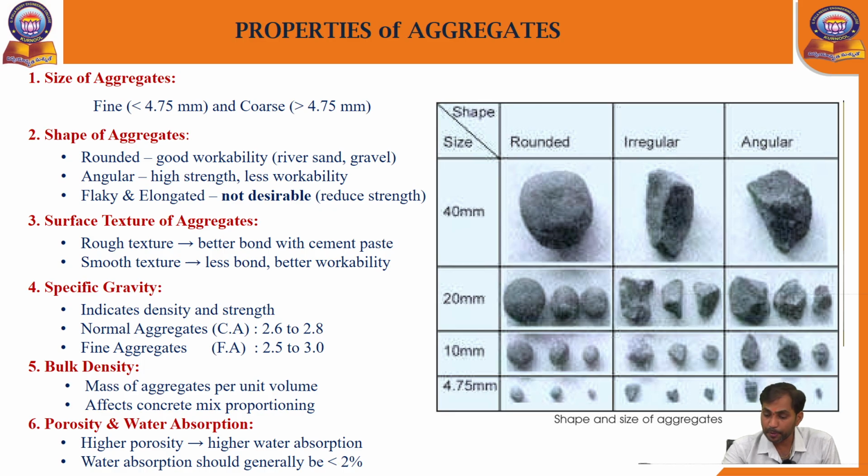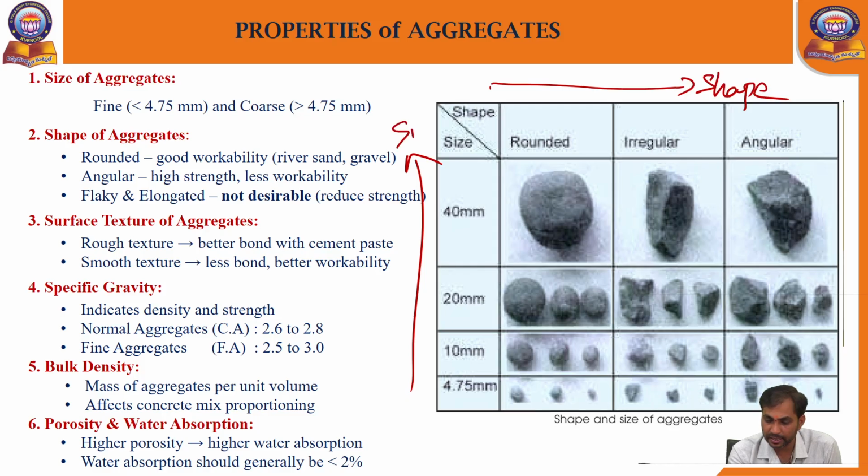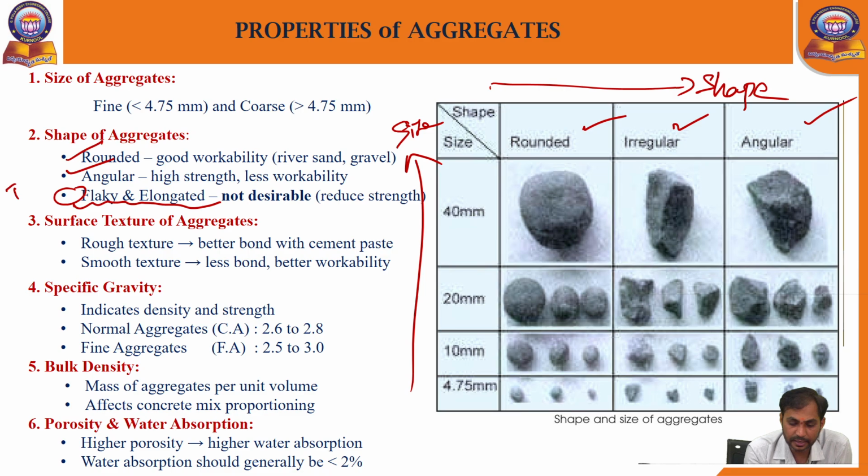See, you people just observe the image here. Here, one side is shape, another is size. See, how many shapes are there? The property of shapes: there are three types of shapes: rounded shapes, angular shapes, and irregular shapes. See here, rounded shapes, angular shapes, and these flakiness and elongated ones will come under irregular aggregates. Okay, these are the shapes.